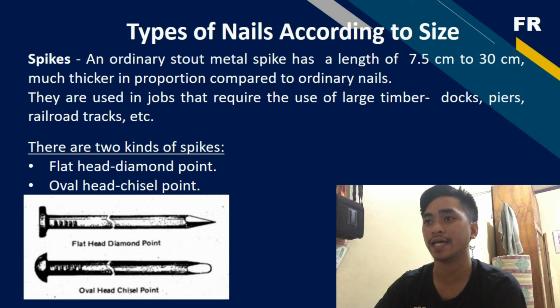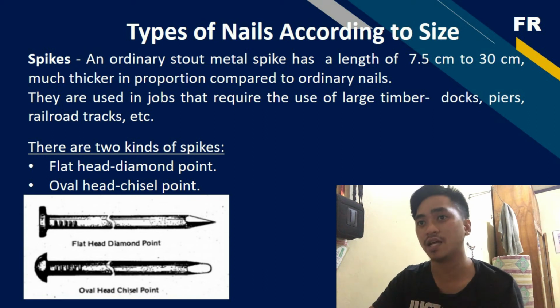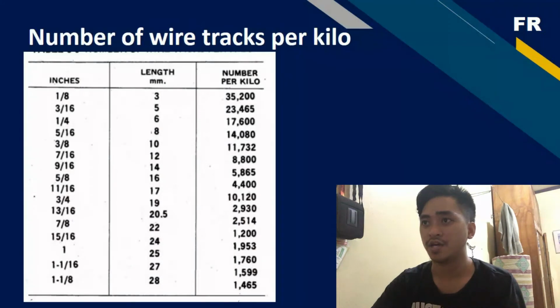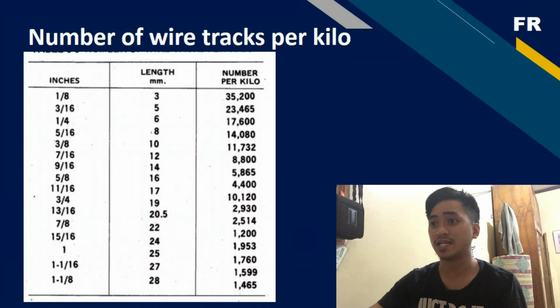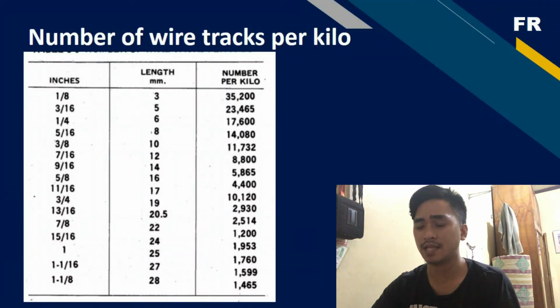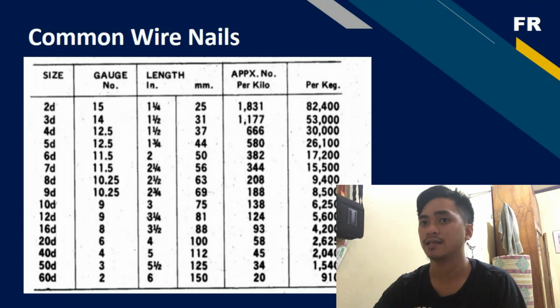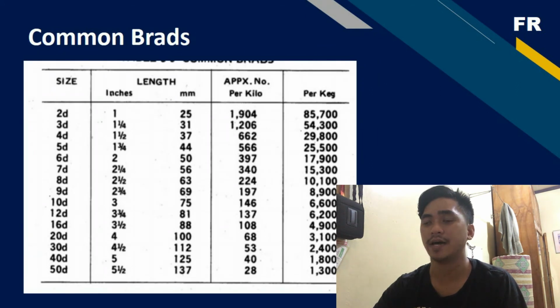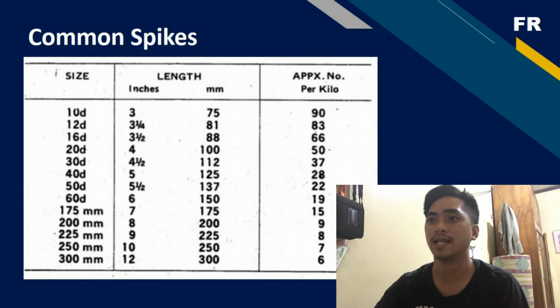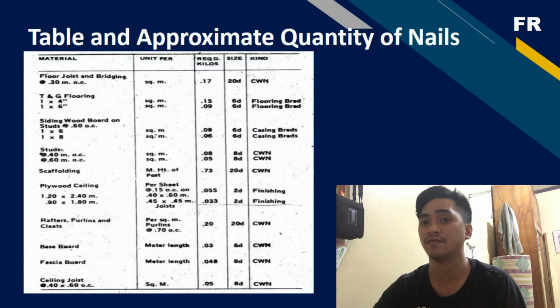The following slides show different tables that are essential in this chapter or this topic. First is the number of wire tacks per kilo. Next is for flooring brads, common wire nails, common brads, and common spikes. And lastly, the table of approximate quantity of nails.